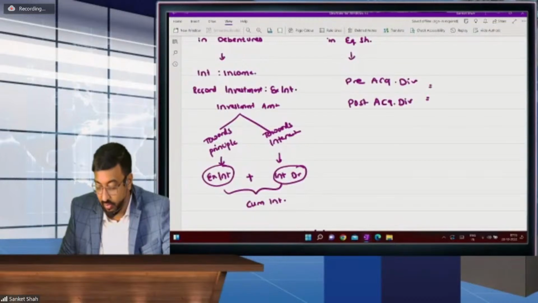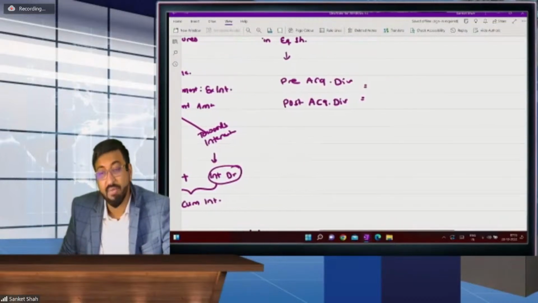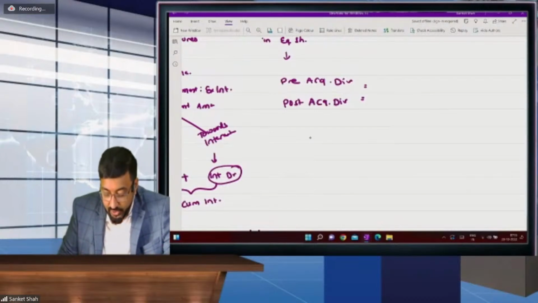Okay, very good, beta Priyanka. Pre-acquisition dividend. Now, what is the treatment? Can someone tell me the treatment of pre-acquisition dividend and post-acquisition dividend? Yes, I'm waiting for your answer. In investment in equity shares, there is nothing difficult. Remember, in investment in equity shares, number one, what is the concept, beta?